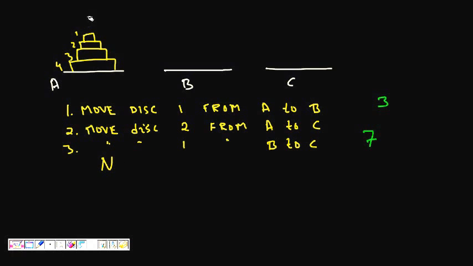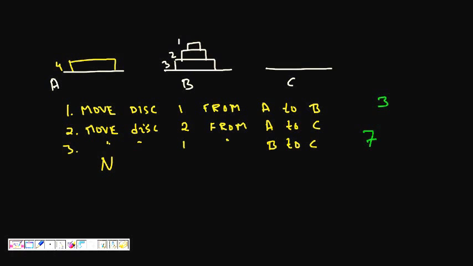So move n minus 1 disks, so move 3 disks from source A. So now I move it from A to B. What happens is, I move these disks here, 1, 2 and 3, using C as intermediate. So now these 3 are gone.